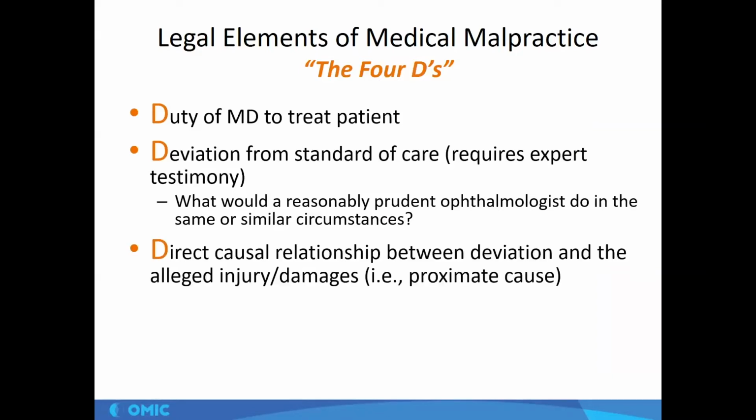There has to be a direct causal relationship between the deviation, what you did or didn't do, and the alleged injury damages, and this is also known as proximate cause. This is really important because in some cases, we admit to a deviation from the standard of care, but argue that it didn't cause the injuries. And so we can win some cases on the cause.